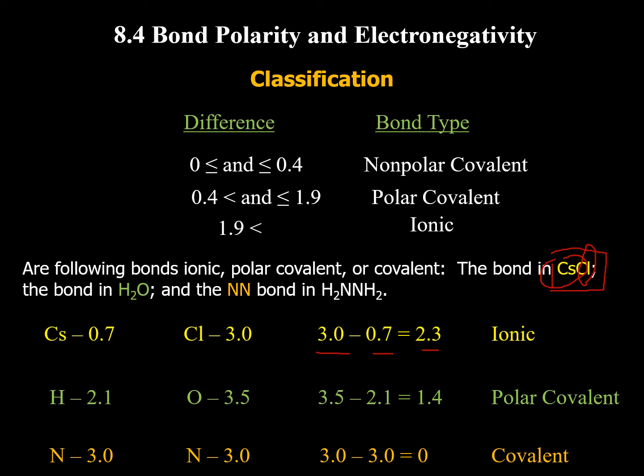Let's take a look at water, H2O. If we compare the hydrogen and the oxygen, the electronegativity difference is 1.4, and we associate that with a polar covalent bond. And the third example, the N and the N in N2, we want to compare these two elements. They're the same, so their electronegativity difference will be 0, and we get a covalent bond. We can say nonpolar covalent.